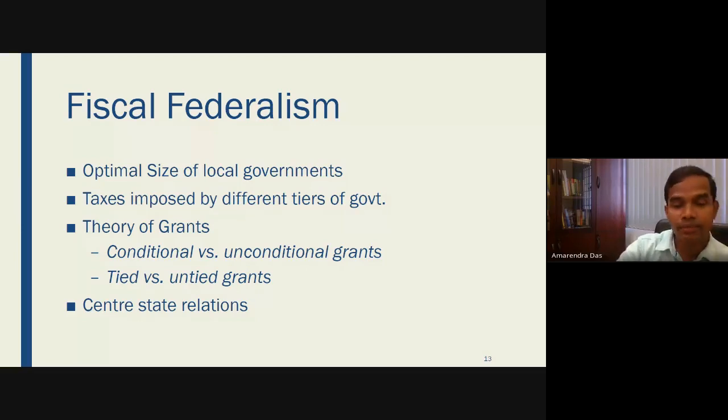Then center-state relations. For that, we discuss the Finance Commission, and how the Finance Commission or Planning Commission in India have transferred resources. Now, what are the welfare implications? Whether the 15th Finance Commission recommendation is better than the 14th Finance Commission or not? Whether the Finance Commission should give tied grants or untied grants. Those are discussed in center-state relations.